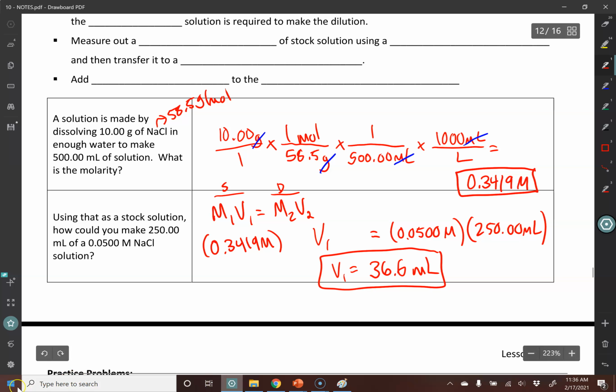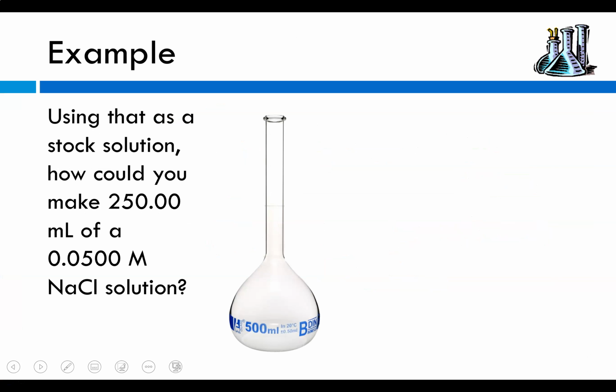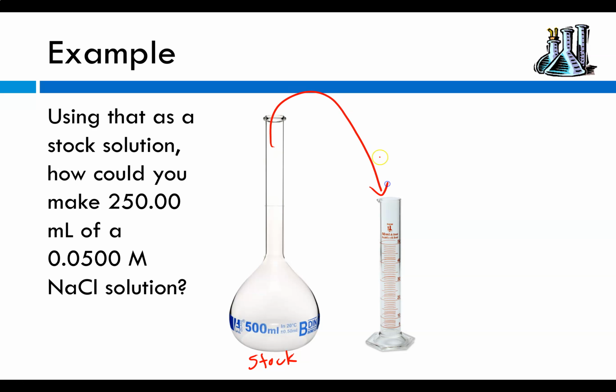And it should look something like this. So I've already prepared my stock. I calculated that I need 36.6 milliliters of my stock solution for the dilution. So I'll take out a graduated cylinder, make sure you're picking one of the appropriate size, and I'm going to transfer that 36.6 mils. Making a mess. Sorry, chemists. So I've measured it out.